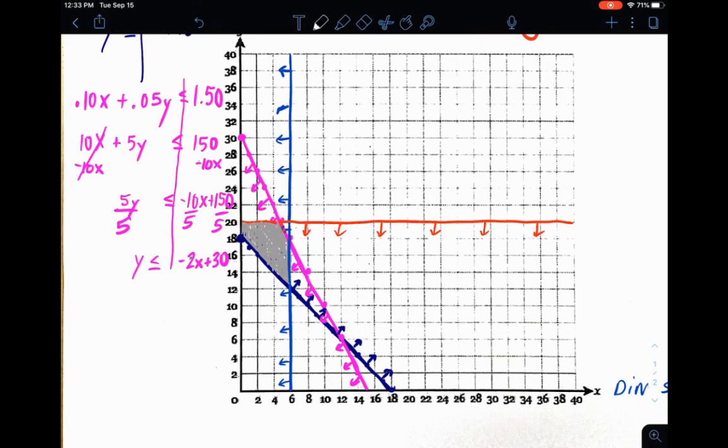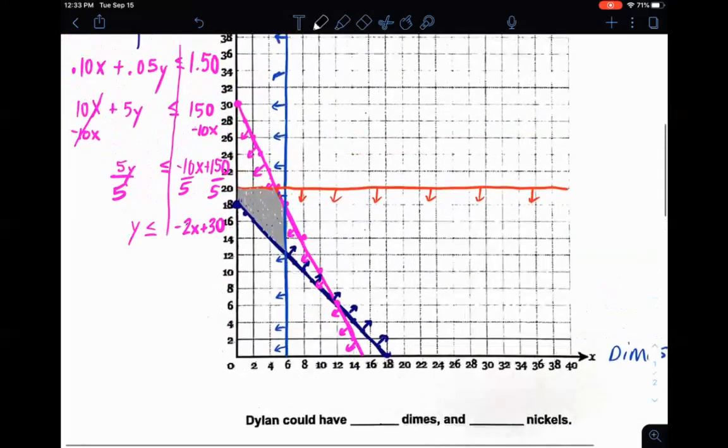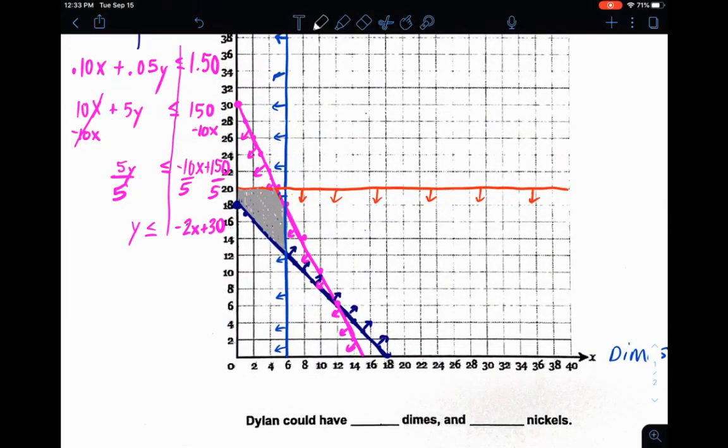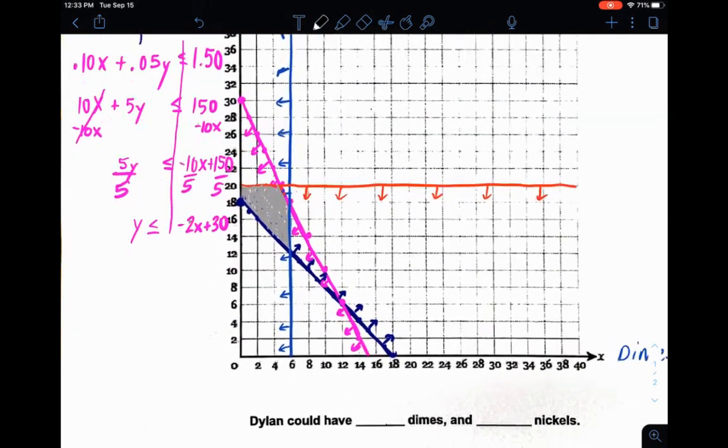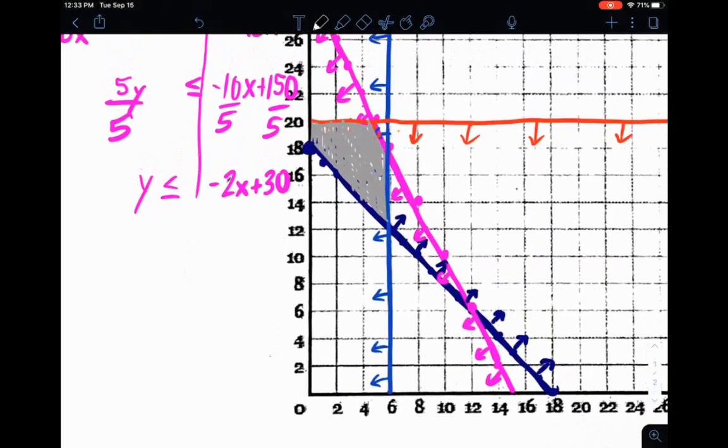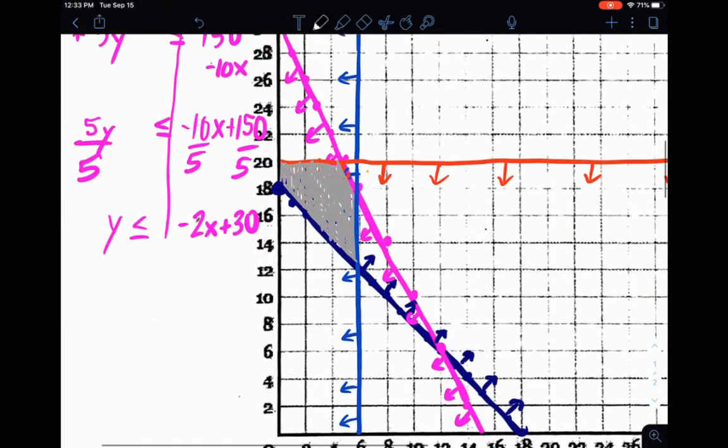Okay, so then from there it asks us, Dylan could have blank dimes and blank nickels. So it wants us to pick one solution. Are there a lot of solutions? Yes, right? It's a range of values. There's a lot of solutions in this case. Okay, but what is one?